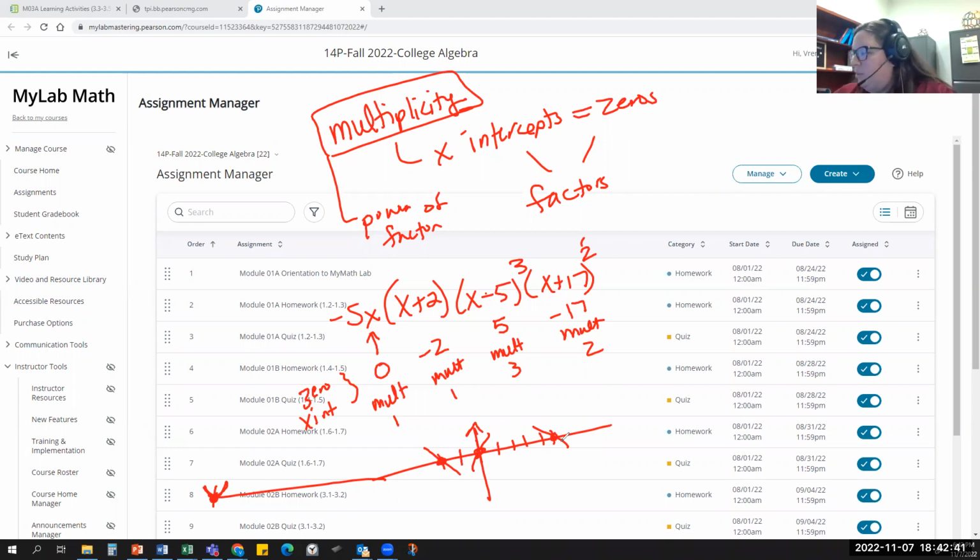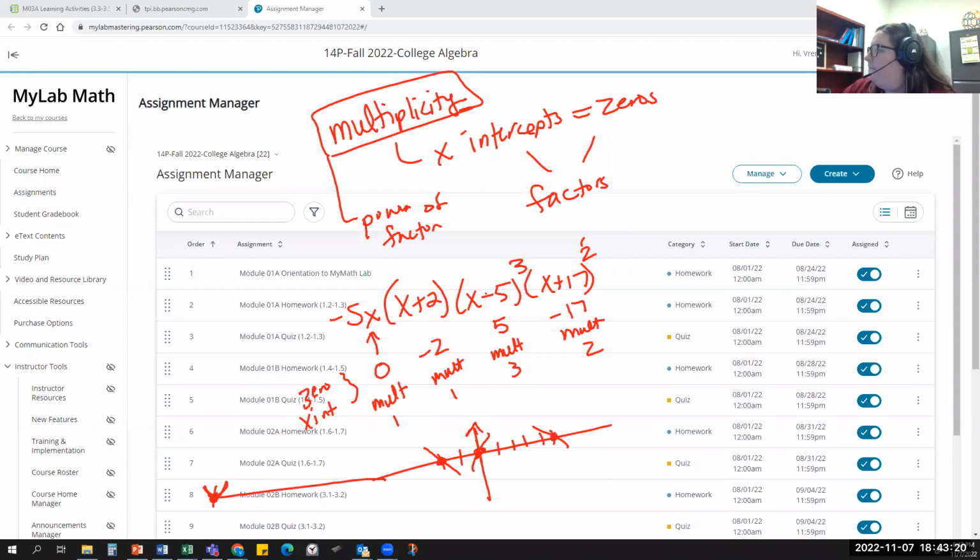The other thing with the questions with multiplicity you have to watch for is you'll have to answer the questions in a particular order. So it'll say starting with the smallest x-intercept or the smallest zero. Keep in mind that's thinking left to right. So negative 17 here would be the smallest, then negative 2, then 0, then 5. So again, I would recommend that you sketch the graph out before you try answering this question, get those things in order from left to right, and then you can give that smallest, middle, largest, whatever it's asking you.